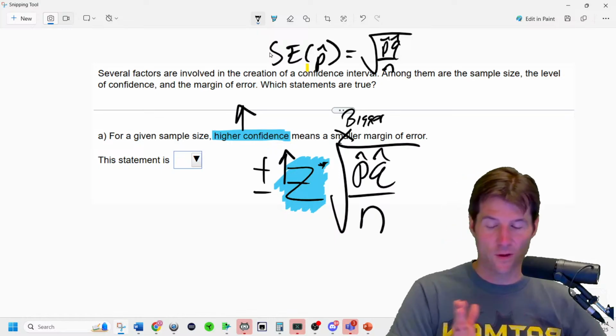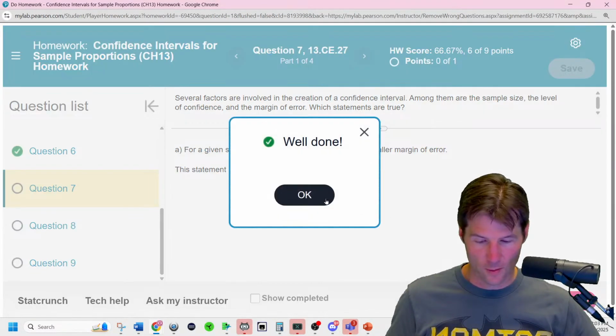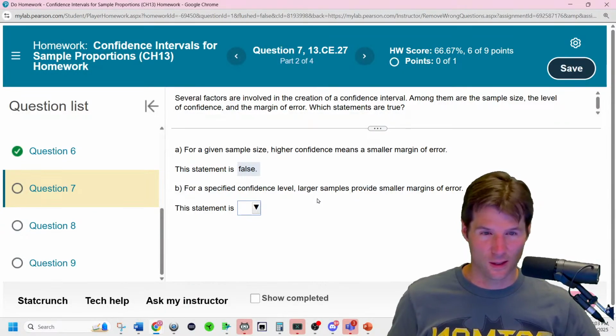It gets wider. So that's false. That's just straight up false. So higher confidence means a wider margin of error. Less precise. Exactly. RotoWave's checking those points.